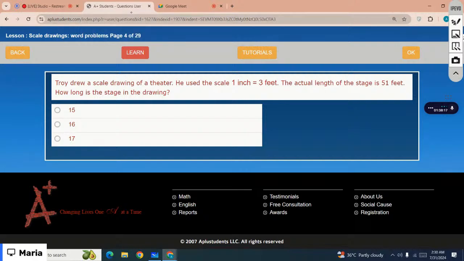Troy drew a scale drawing of a theater. He used the scale 1 inch equals 3 feet. The actual length of the stage is 71 feet. How long is the stage in the drawing? So, which is the correct option?